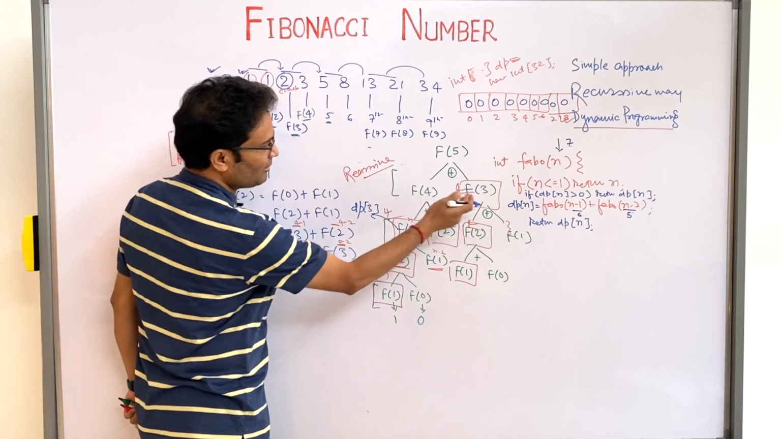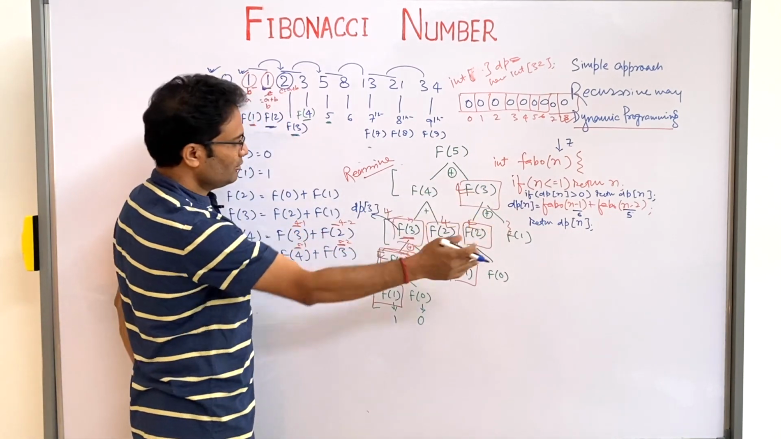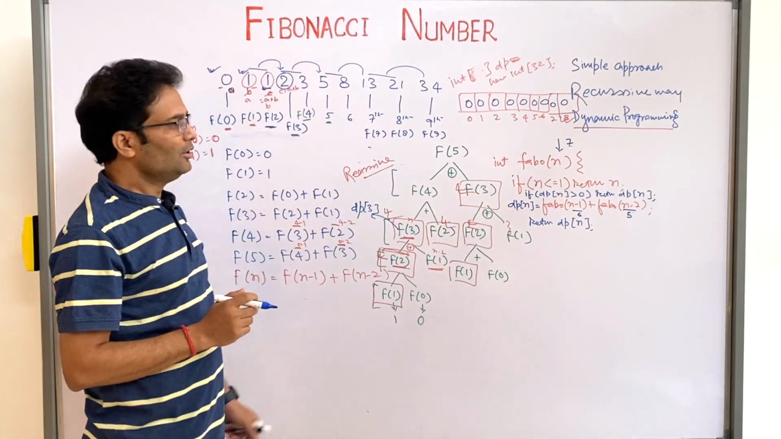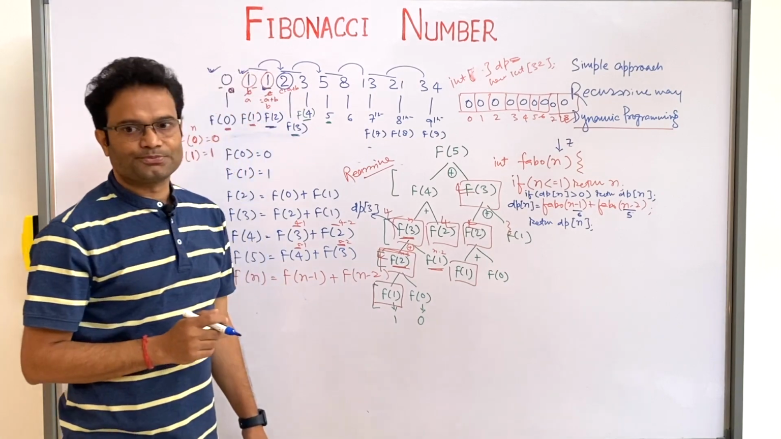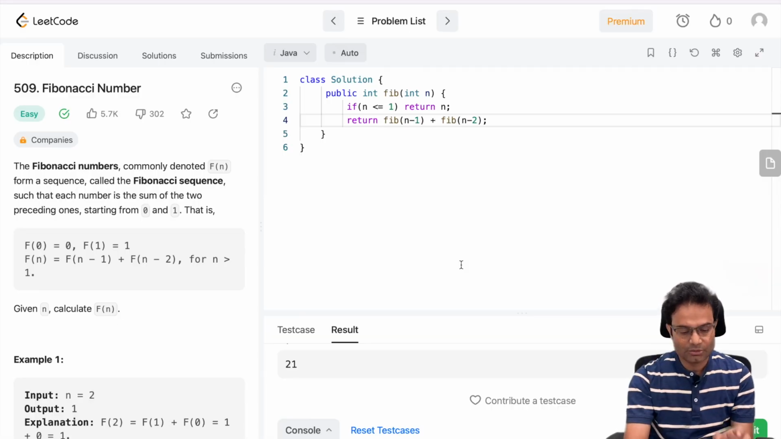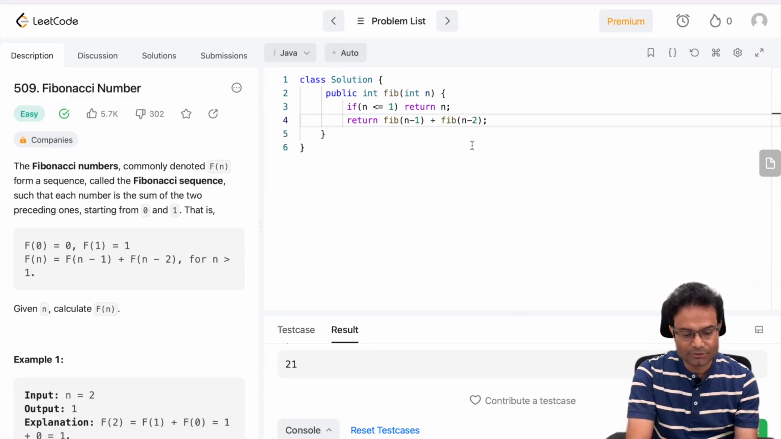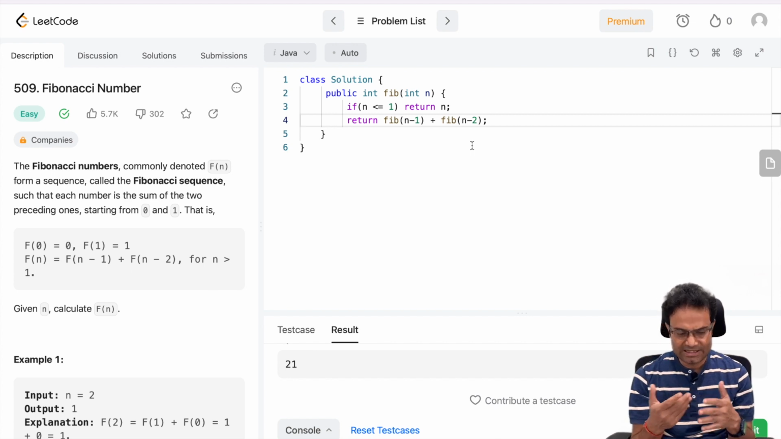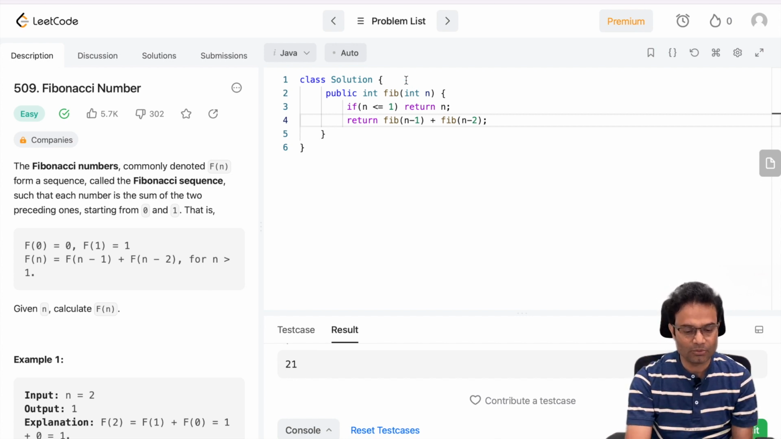So next time whenever the 3 comes, we will not calculate, we will take the value from the dp. Let me show this part in the code also. Okay, so now let me see the dynamic approach. We are just going to change this recursive into the dynamic. How can we do that?